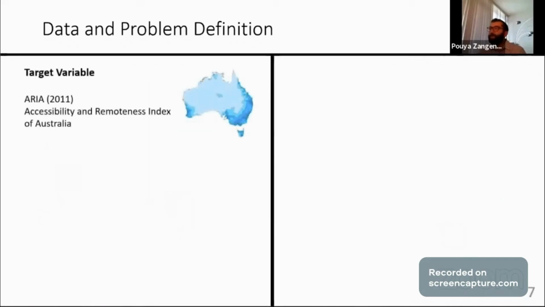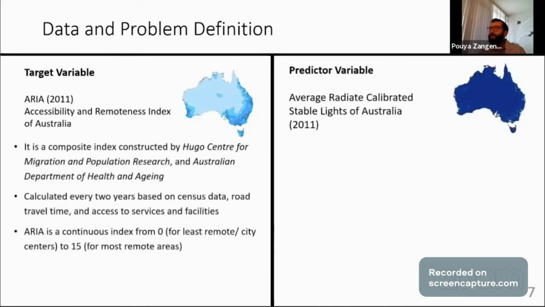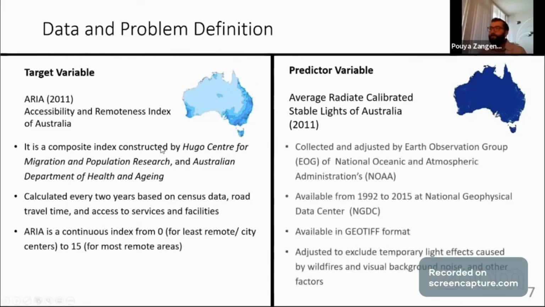And so we defined the problem as a classic machine learning problem with the predictor variable and the target variable. For the target variable, we chose the ARIA, and for the predictor, we chose the average radiance calibrated for 2011. We were lucky because we had both for 2011, so we could cancel out some of the errors that could have been there because of time differences.